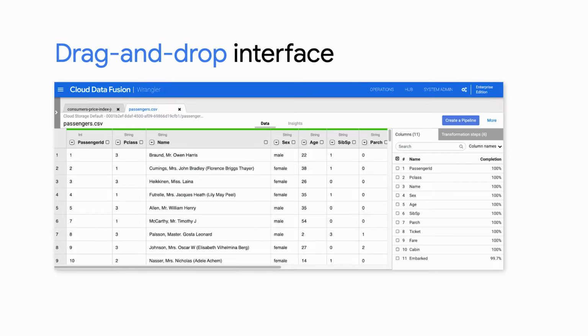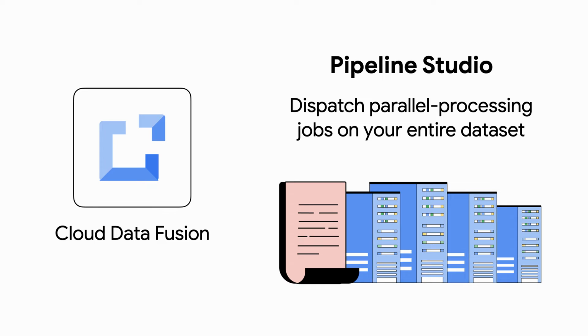Wrangler has an intuitive drag-and-drop interface, which helps you easily build transformations to clean and format your data. The tool allows you to test the effects of your transformations on a small subset of the data so that you gain an understanding of how they will affect the dataset as a whole. Once you're happy with your transformations recipe, you can then run them as a pipeline within Pipeline Studio to dispatch large, parallel processing jobs on your entire dataset.